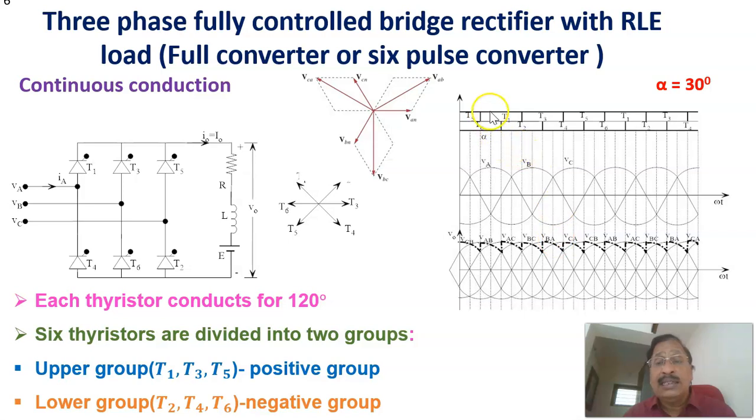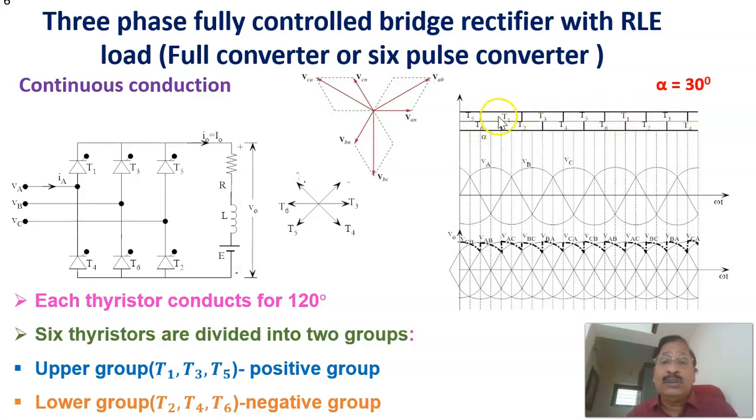Like that, depending upon the thyristor that is conducting from the positive group and the negative group, you can plot the voltage that is coming across this RLE load. That is only the line voltage. At that instant, what is the line voltage that will be available here? That is the way in which you can plot the voltage across the RLE load for different instants of firing.